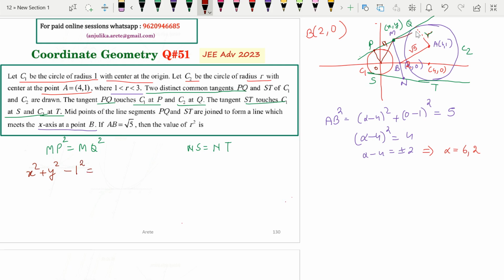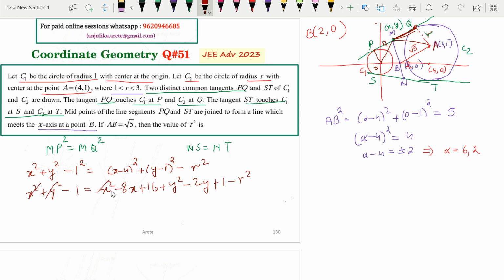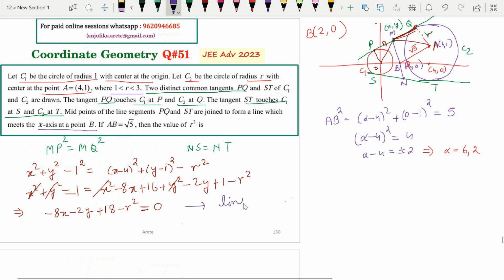Can you get MQ also, this length? Basically, we are getting tangent length. And you know how to figure out the tangent length, right? The hypotenuse is MA square. Can you get me the MA square value? It's x minus 4 whole square plus y minus 1 whole square minus r square. Now solve this up. See, x square and y square are everything getting cancelled. What are you left with? An equation: minus 8x minus 2y, and then all the constants is plus 18 minus r square is 0. This is the equation of a line.